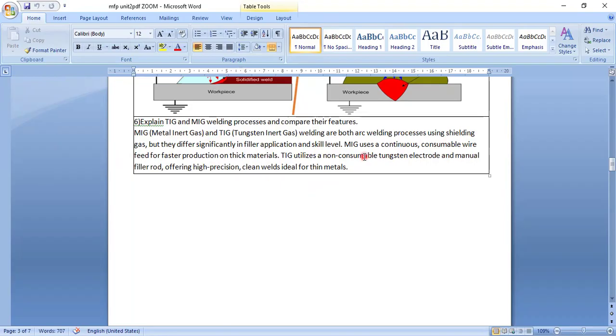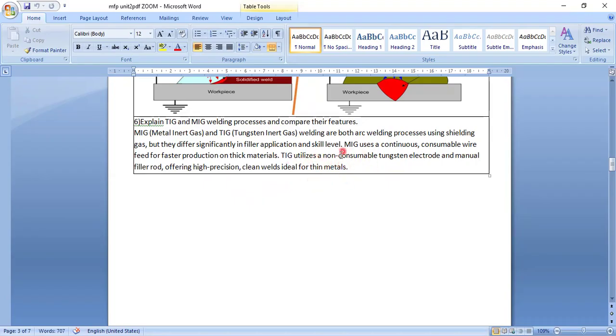Like previously said, rollers are used to feed it for fast production and thick materials. So thick materials. TIG utilizes a non-consumable tungsten electrode and manual filler rod, which offers high precision, clean welds, ideal for thin metals. So you can also use it for thin metals.